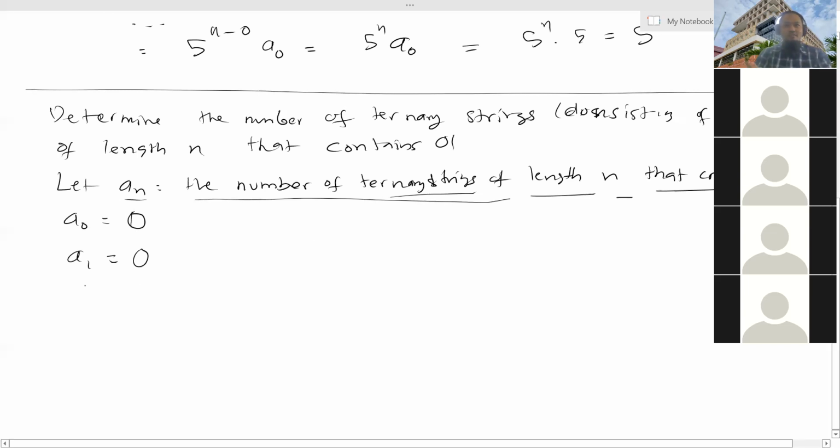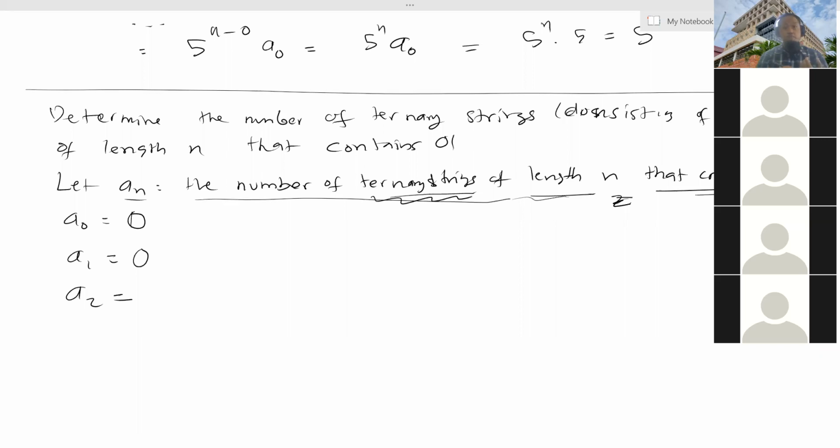Yes, nice. What about a_2? Let me ask Moza then. Yes, sir. What about a_2? How many ternary strings of length 2 contain 0, 1? One. Yes. How did you get 1?